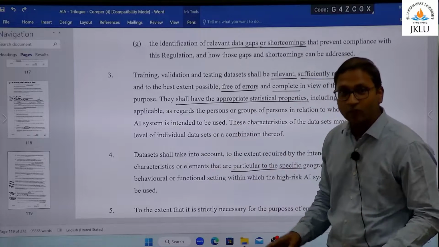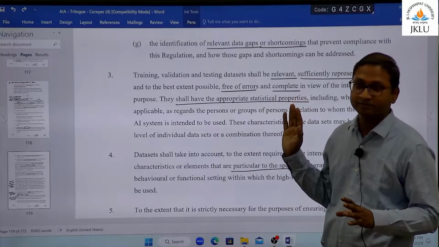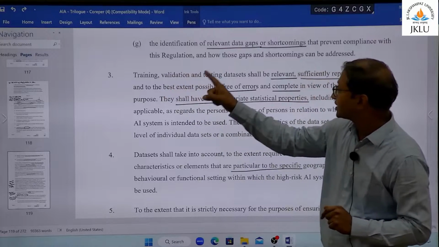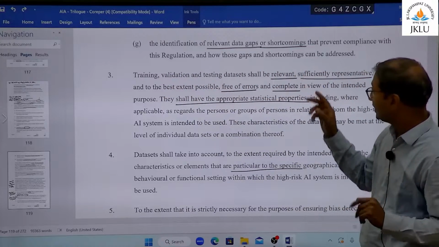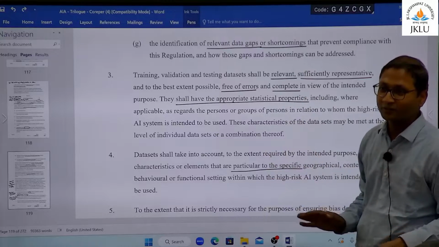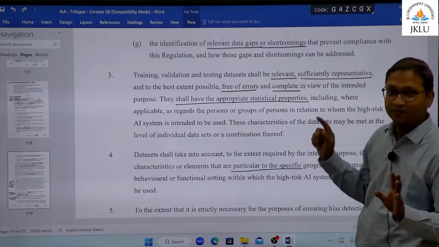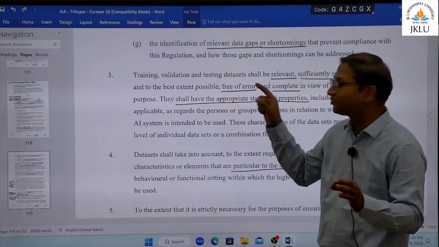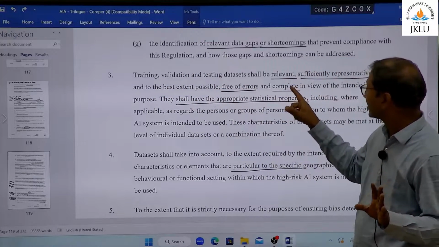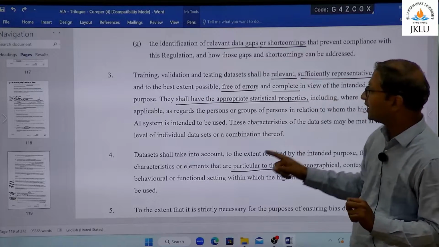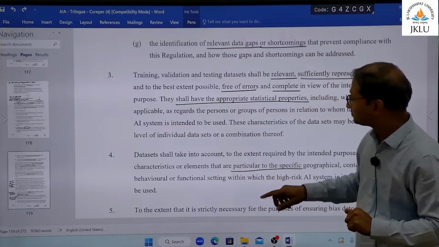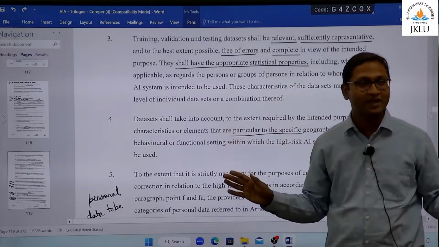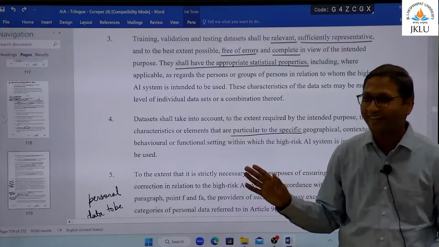So, if this is how I start teaching you machine learning, right, see how broad this is. So, training, validation and testing data sets shall be relevant, I am done, relevant, you decide, sufficiently representative and to the best extent possible free of errors and complete in view of the intended purpose. They shall have the appropriate statistical properties and I am done. Okay.